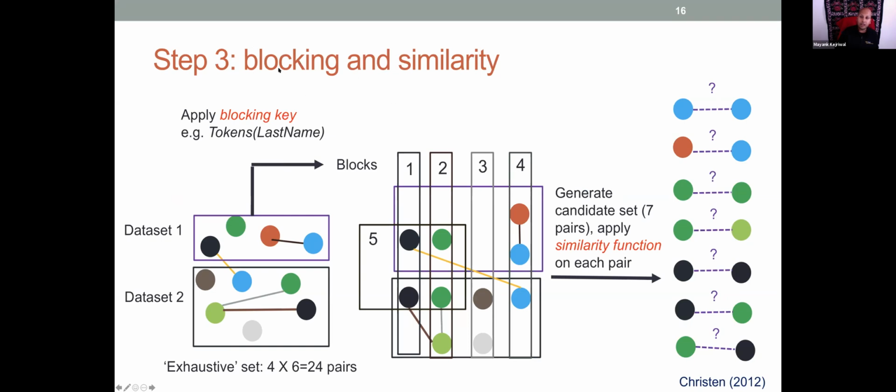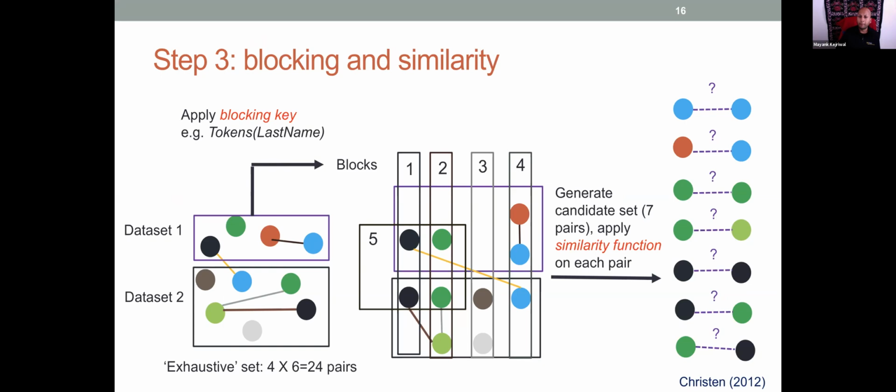This is a very age-old technique. It has been around for decades, especially in the database community. What this means is that you apply a function. Think of it almost like a hash. For example, let's say you tokenize the last name in a customer data set. Based on that, you can now hash things to these blocks, which may overlap, because I may have a double token in my last name, and so I might get hashed to two blocks.